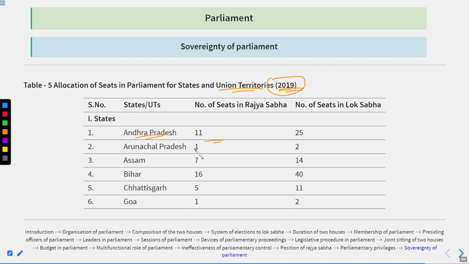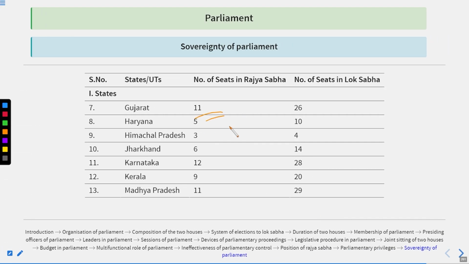Andhra Pradesh 11 seats in Rajya Sabha, 25 in Lok Sabha. Arunachal 1 seat in Rajya Sabha, 2 in the Lok Sabha. Assam 7 in Rajya Sabha, 14 in the Lok Sabha. Bihar 16 in Rajya Sabha, 14 in Lok Sabha. Chhattisgarh 5 in Rajya Sabha and 11 in Lok Sabha. Goa 1 in Rajya Sabha, 2 in Lok Sabha. Gujarat 11 in Rajya Sabha, 26 in Lok Sabha.